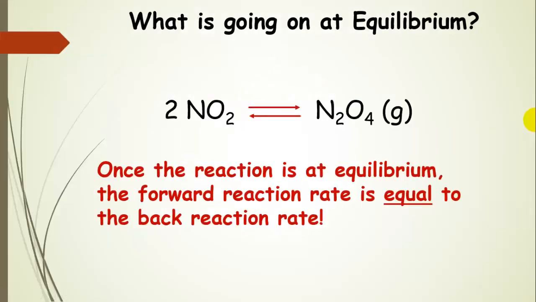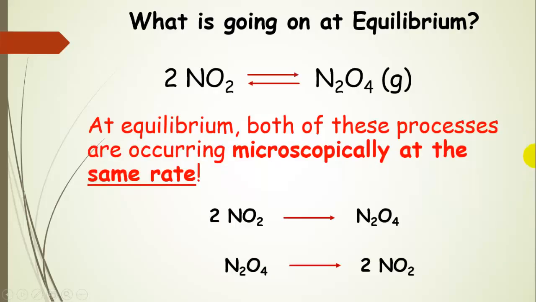What is really going on at equilibrium? Basically, once this reaction is at equilibrium, the forward reaction rate is equal to the back reaction rate. So that means this rate for the forward reaction is equal to this rate for the back reaction. So those reaction rates are equal. That's what we know at equilibrium. Both of those processes are occurring microscopically at the same rate. But it still looks like macroscopically, or what we can measure, nothing is changing.